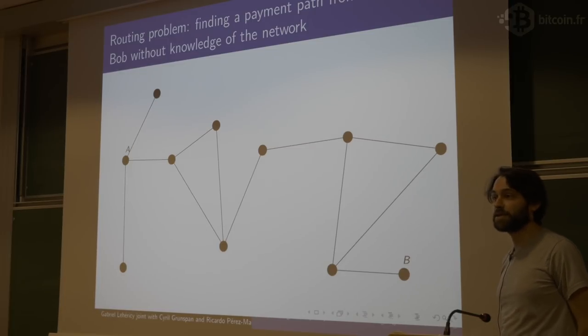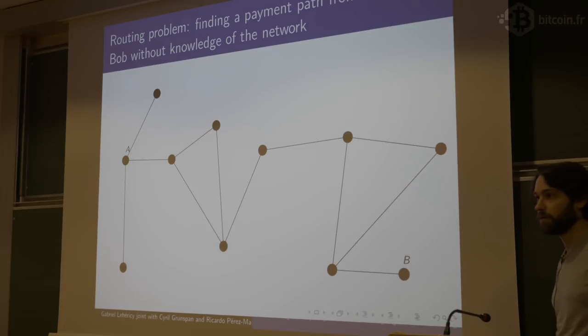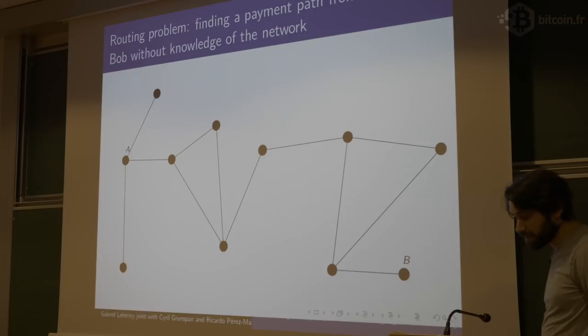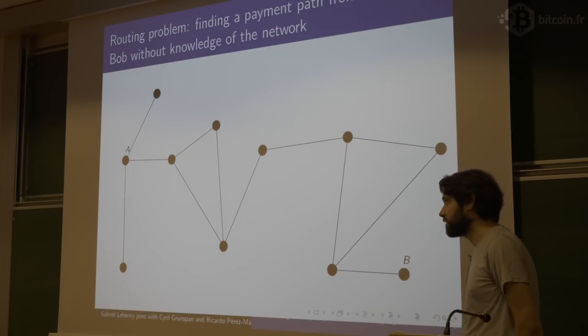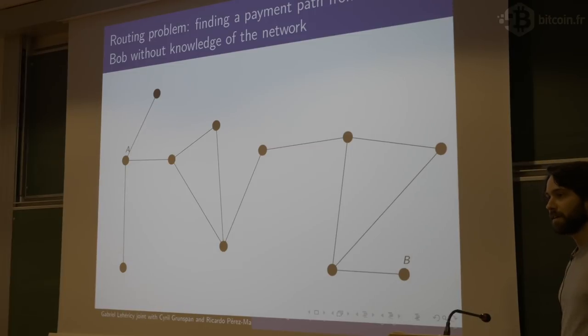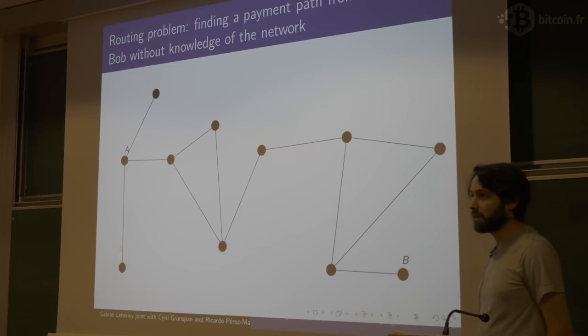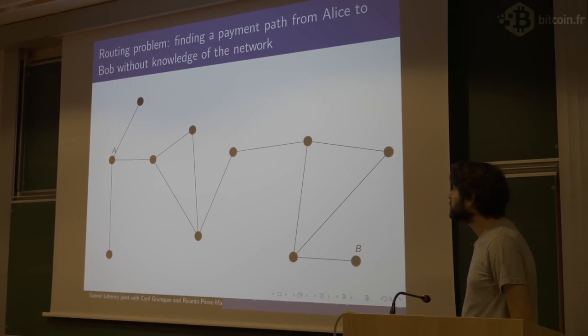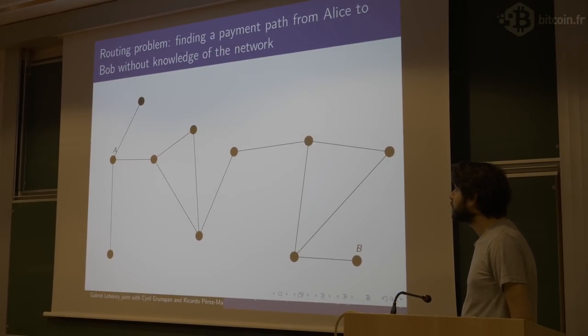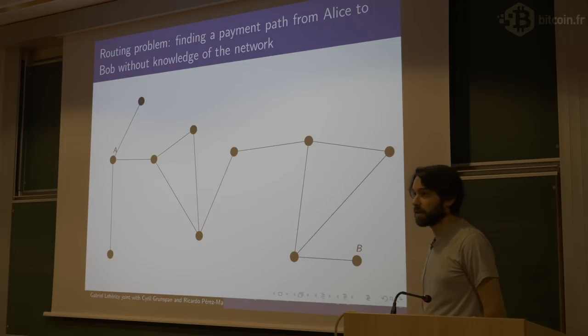And so this is the routing problem: finding a payment route from Alice to Bob. And of course, we would like to do that in a way that is decentralized, to preserve the spirit of Bitcoin, and as anonymous as possible, which means we want to find a routing without using too much knowledge of the network.